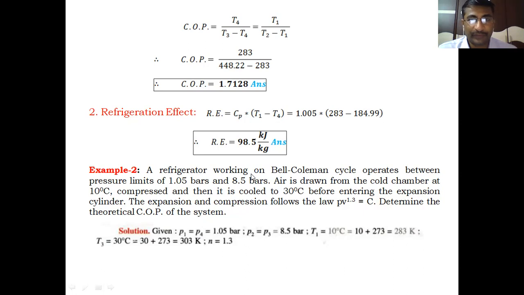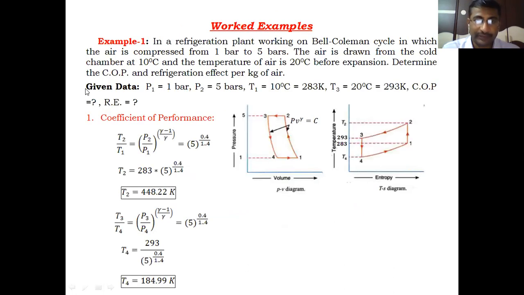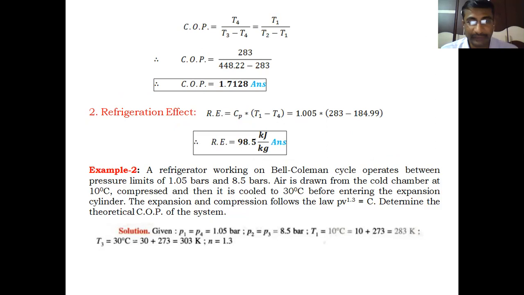The 2 isentropic processes are isentropic compression and isentropic expansion. And during the 2 constant pressure processes, there is heat rejection and heat absorption. This is the Bell-Coleman cycle. The slide shows the PV diagram and TS diagram of the Bell-Coleman cycle for example 1. And let us go for example 2 now.